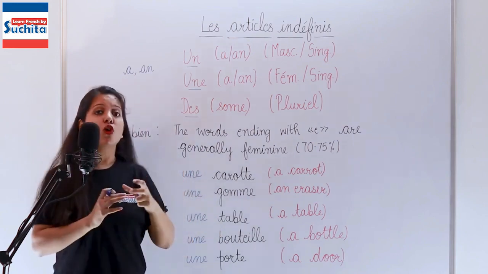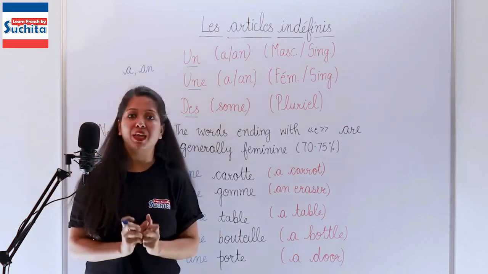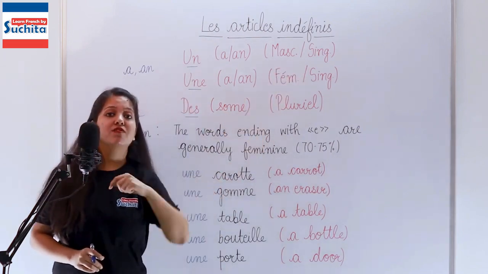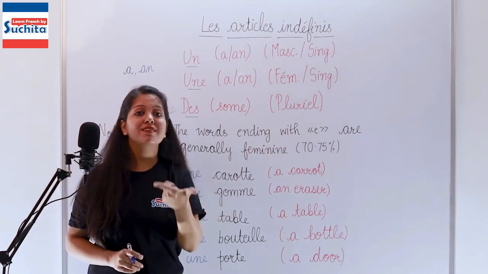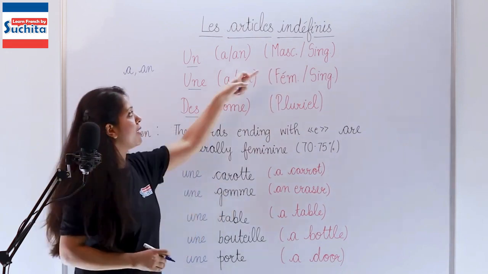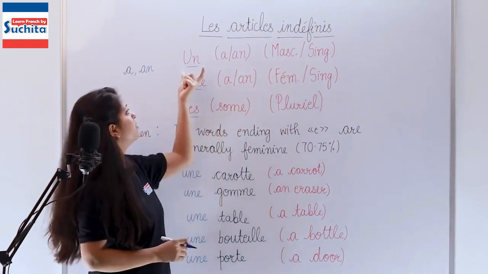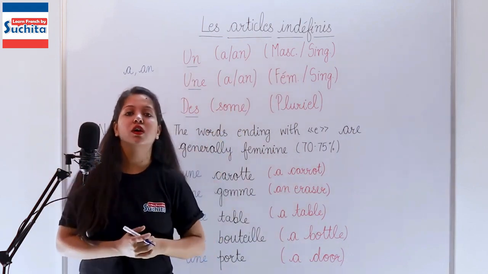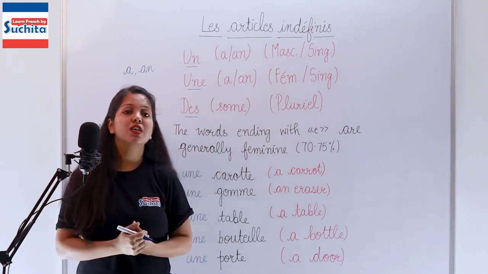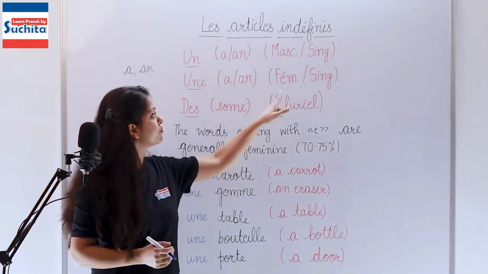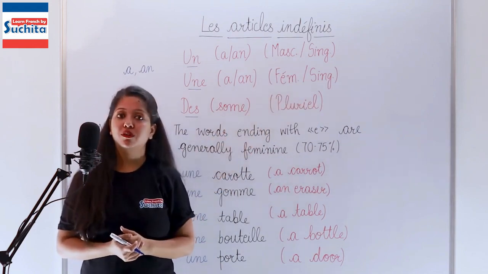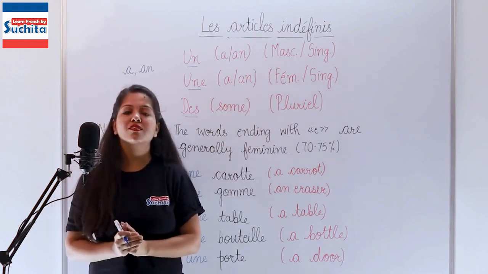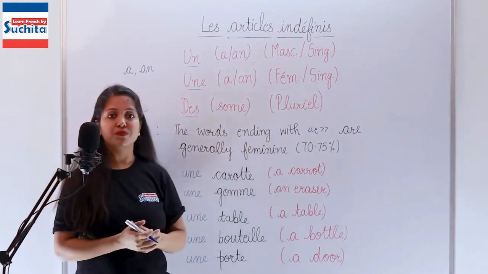Now, for all the objects which are male, which are masculine, and which are singular, which are masculin et singulier, they will take an article which is un. Cool. Now, second thing, if the object that you're talking about is feminine and singular, in that case you use une.